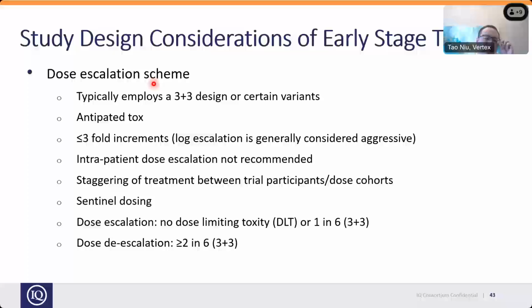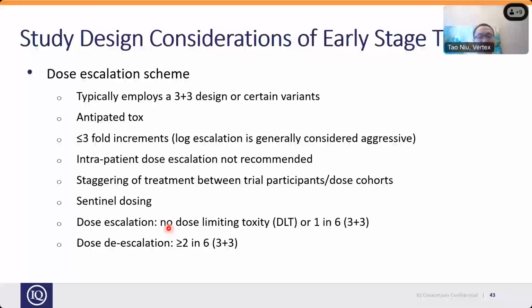And dose escalation scheme, for mRNA therapy for rare genetic disease, typically a 3+3 design or certain variants is being used. And anticipated tox certainly is a consideration for dose escalation. And in terms of the fold between different cohorts, typically it has to be lower than or equal to 3-fold. So basically log escalation is generally considered too aggressive. And intra-patient dose escalation typically is not recommended. And the sponsor typically needs to apply certain type of staggering between different trial participants or dose cohorts. And also the sponsor may apply sentinel dosing.